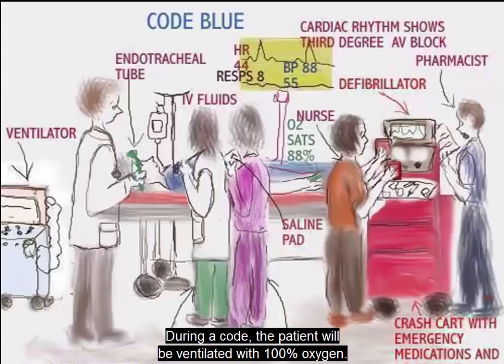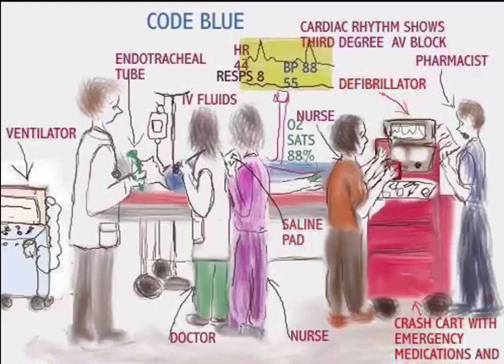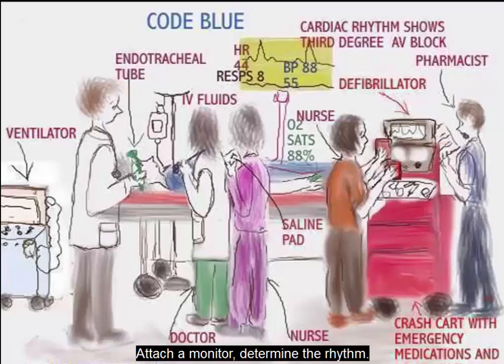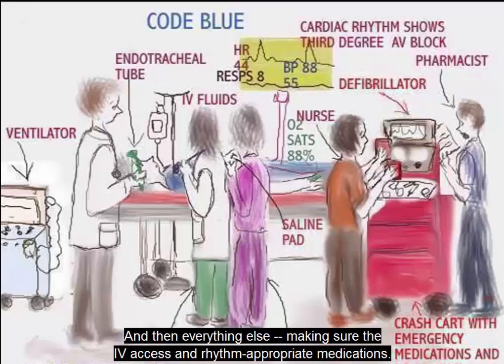During a code, the patient will be ventilated with 100% oxygen. Remember that you need to start the chest compressions. If they are pulseless, then you begin the compressions at 100 to 120 beats per minute. Attach a monitor, determine the rhythm. If it's V-fib or pulseless V-tach, they can be shocked. Evaluate the rhythm. If it's pulseless, continue the CPR, and then everything else, making sure of the IV access and rhythm-appropriate medications.